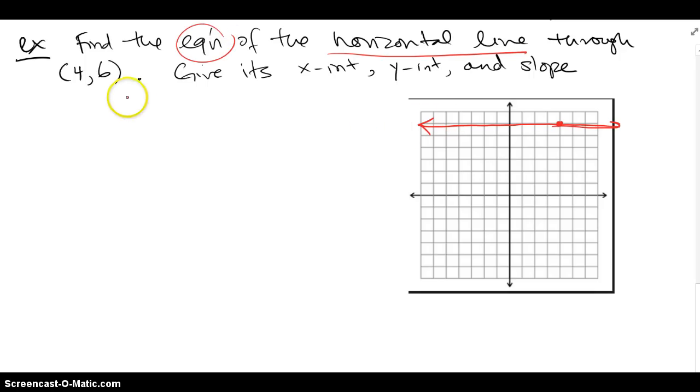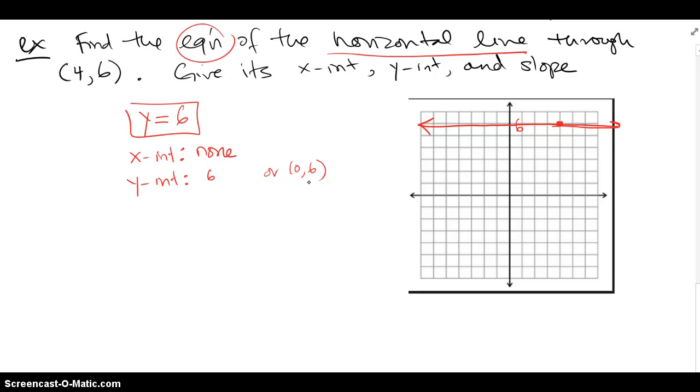We said horizontal lines have equations of the form y equals a number, and the number that it goes through is the y value 6, so the equation is y equals 6. What is the x-intercept of this line? Well, this line never crosses the x-axis because it's parallel to it, so there is none. The y-intercept: it does cross the y-axis, and it does so at 6, so the y-intercept is 6, or in ordered pair form, 0, 6. And last, what is the slope of this line? Well, we talked about the slope of horizontal lines being 0.